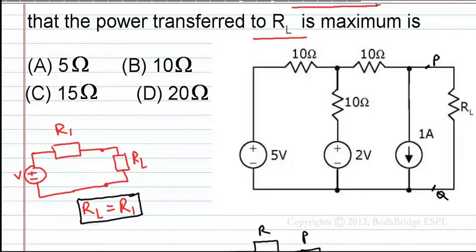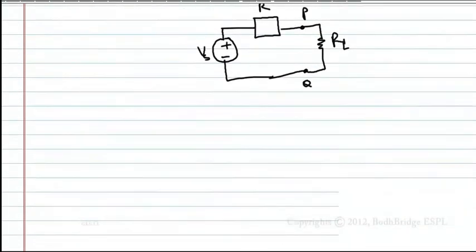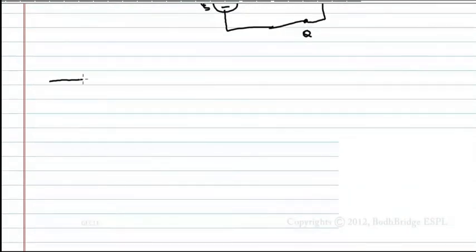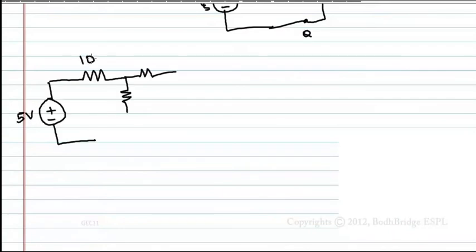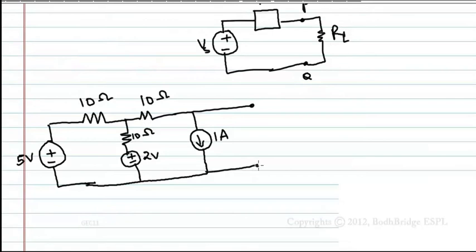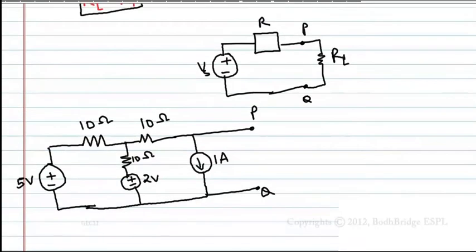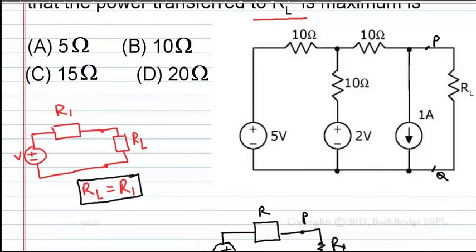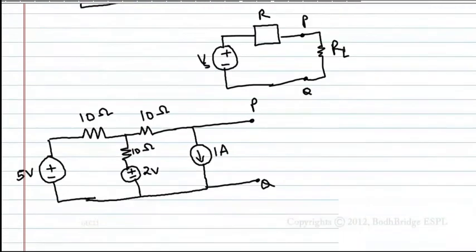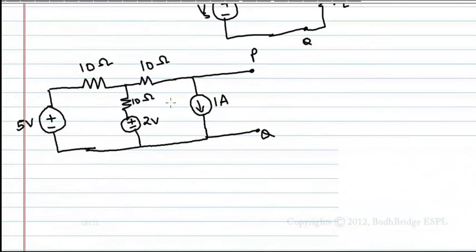Let us draw PQ again. He is giving this as 5 volt, 10 ohm, 10 ohm. This is P and this is Q. Right, once we'll check this. 5 volt, 10 ohm, 10 ohm, 5 volt, 10 ohm, 10 ohm, 10 ohm, and 2 volt and 1 ampere. Okay. Now we should find the Thevenin resistance between these points. That is R Thevenin, let us say this.